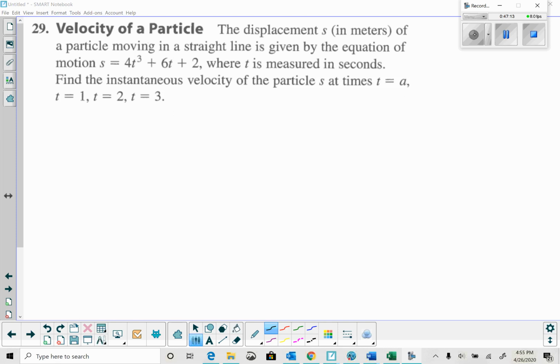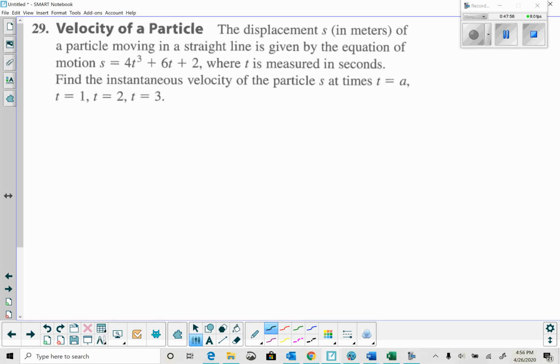Yay, word problems. The displacement S, measured in meters, of a particle moving in a straight line is given by the equation of motion S is equal to 4t cubed plus 6t plus 2, where the time is measured in seconds. Find the instantaneous velocity of the particle at time a = 1, 2, and 3. Well, that first part of it here is basically challenging us to come up with our first derivative again.